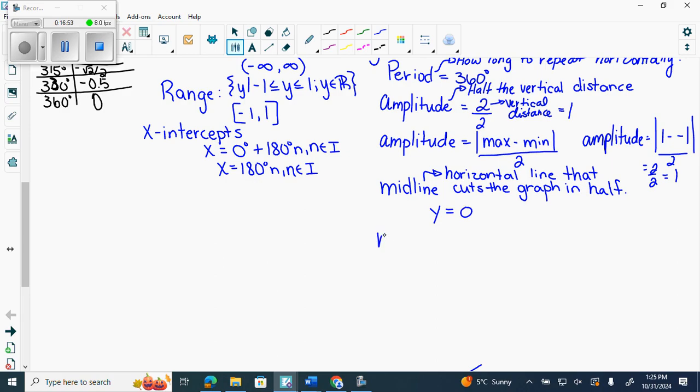So the midline is technically the line halfway between the max and the min, correct? So it is basically the average between the max and the min. How would you find the average? Max plus min divided by 2. If you want the average of two values, you add them up and divide by 2. So the midline is y equals max plus min, divided by 2.